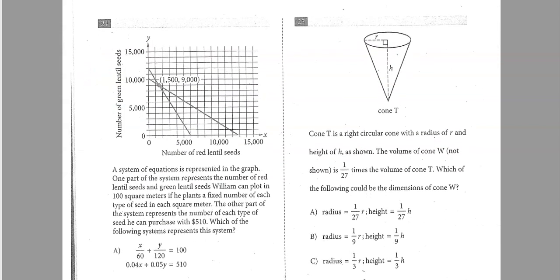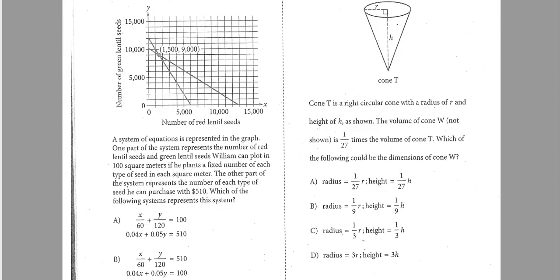All right, next problem, another geometry one, number 25. Talking about the volume of a cone. You may have to go to the front page if you don't remember the formula, but they give it to you. Volume of a cone is 1/3 of the volume of a cylinder, which is pi r squared h. And cone T is shown here. So that's the equation for cone T. But it says cone W, which is not shown, is way smaller. It's like 1/27th the size. So somehow I need to get the exact same equation, but 1/27th of that.